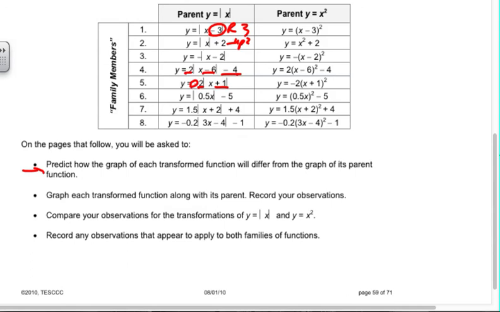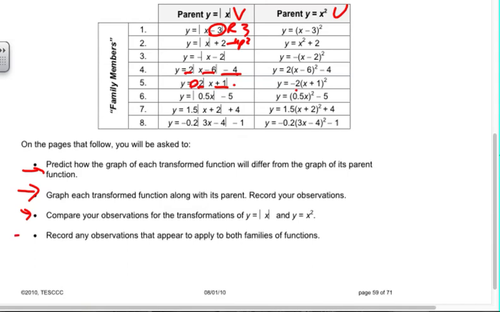This is what I want you to do. You're going to graph each transform along with its parents. You want to compare what the function looks like relative to its parents. Then compare your observations, okay, for each one of these things. They're going to behave sort of similarly. This is going to be V-shaped, and this is going to be U-shaped. But other than that, they're going to behave very, very much the same.